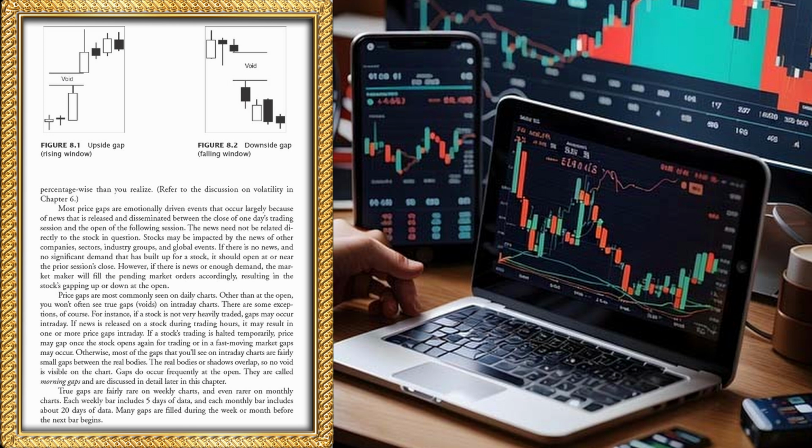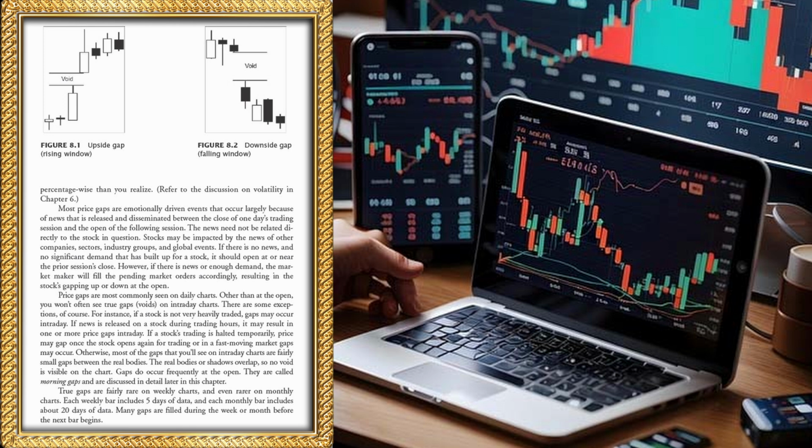Most price gaps are emotionally driven events that occur largely because of news that is released and disseminated between the close of one day's trading session and the open of the following session. The news need not be related directly to the stock in question. Stocks may be impacted by the news of other companies, sectors, industry groups, and global events. If there is no news and no significant demand that has built up for a stock, it should open at or near the prior session's close. However, if there is news or enough demand, the market maker will fill the pending market orders accordingly, resulting in the stocks gapping up or down at the open.